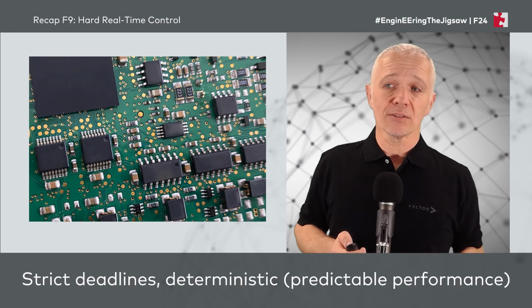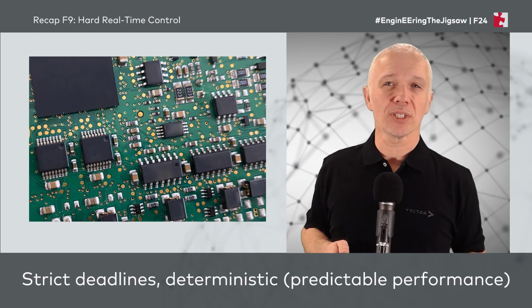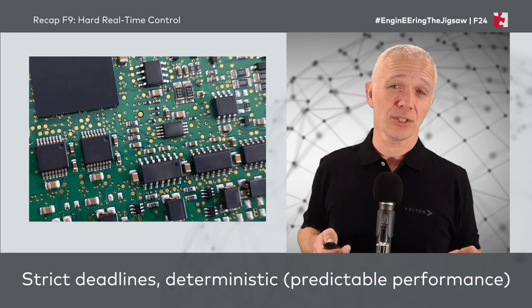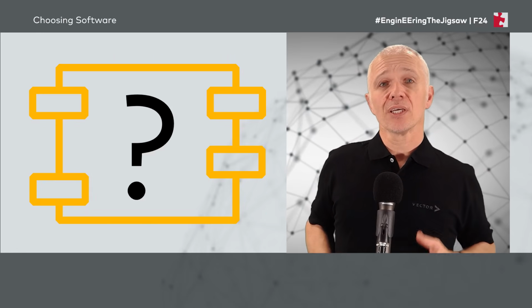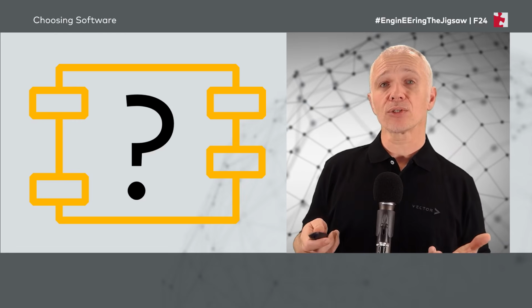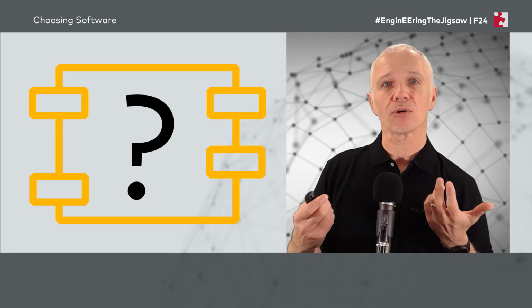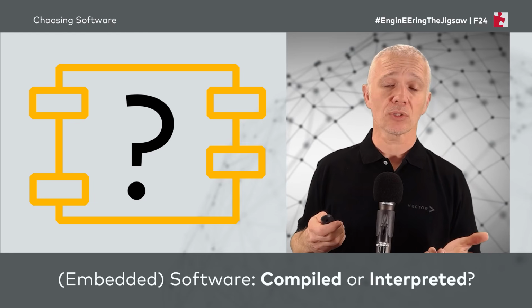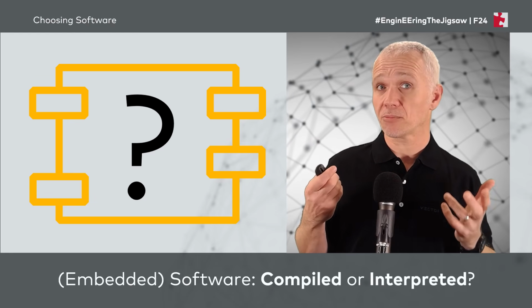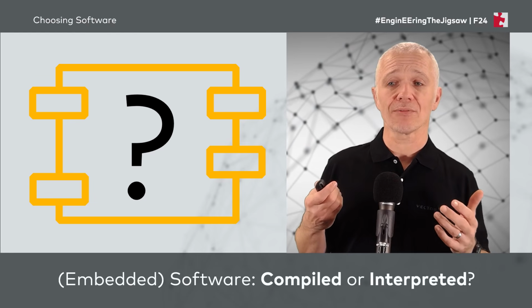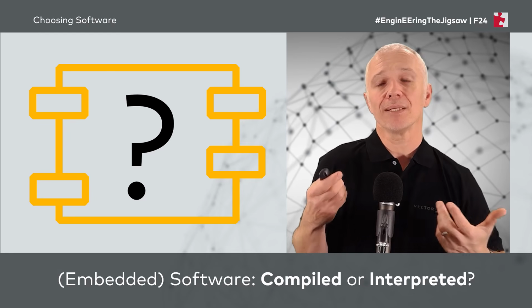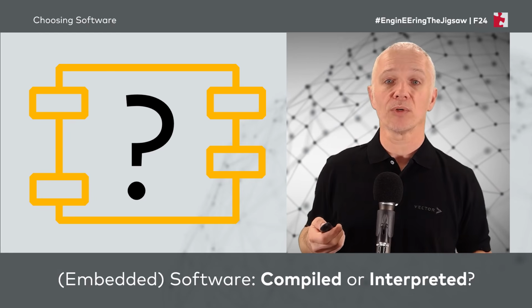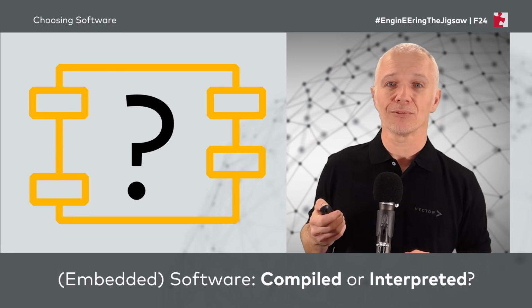What does this mean for the kinds of software we could use in ECUs though? Well, if we're thinking about software, there are two fundamental kinds of software we can choose between. Will it be compiled or will it be interpreted? Let's go and have a quick look at what these terms mean before we go into which one we typically use to achieve hard real-time performance.